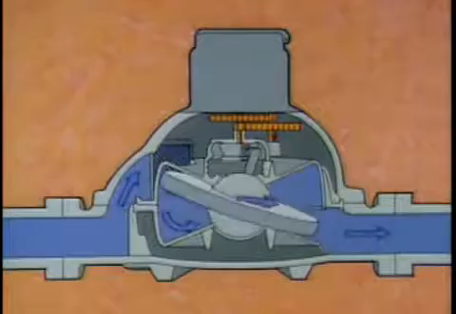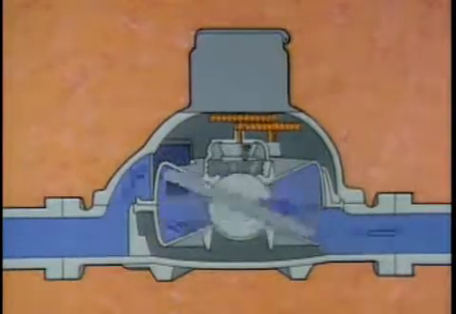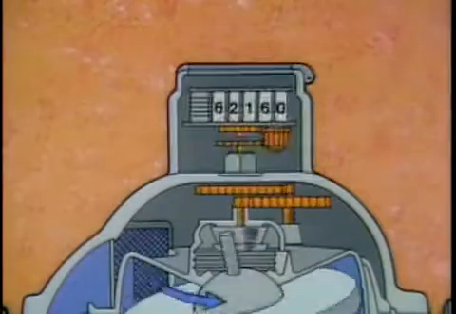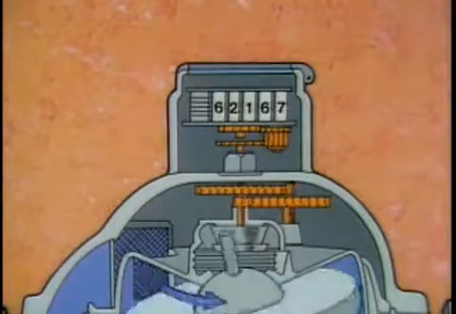An increase in flow will cause the disc to rotate faster, but the same amount of fluid will be passed along with each rotation. The nutating disc meter counts the precise amounts of fluid passing through it to determine total flow.